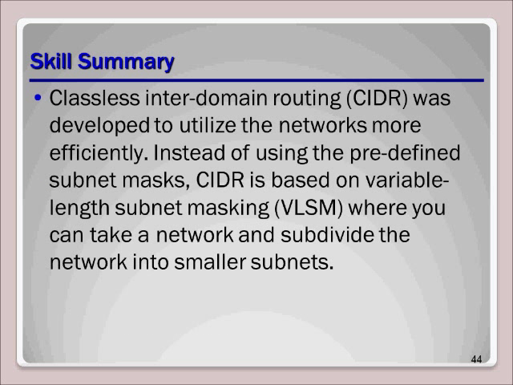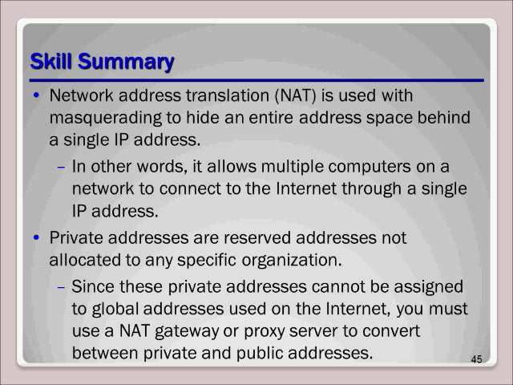Classless inter-domain routing (CIDR) was developed to utilize the networks more efficiently. Instead of using the predefined subnet mask, CIDR is based on variable length subnet masking, or VLSM, where you can take a network and subdivide the network into smaller subnets. Network address translation is used with masquerading to hide an entire address space behind a single IP address. In other words, it allows multiple computers on a network to connect to the internet through a single IP address.